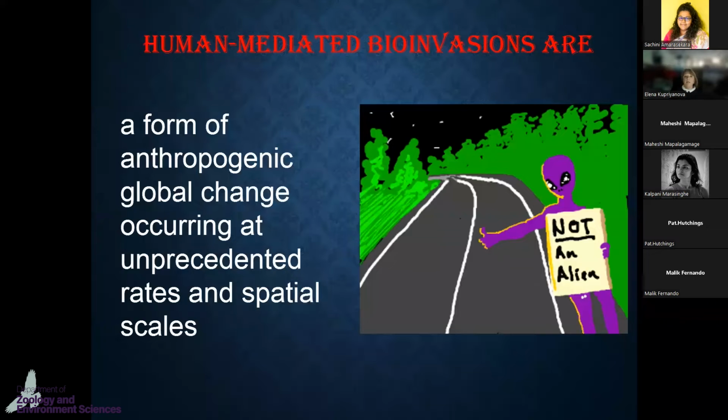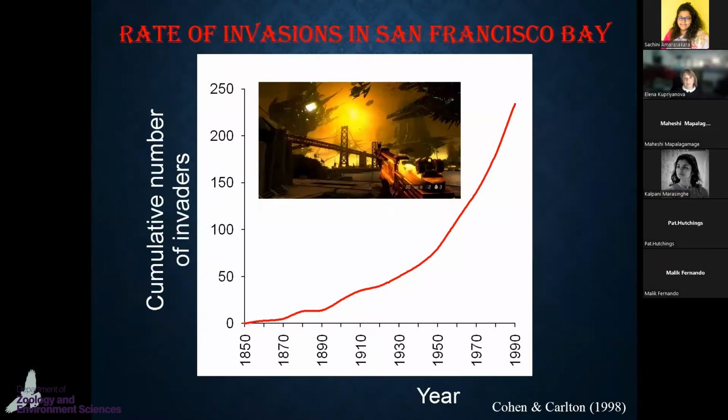So human-mediated biological invasions are a form of anthropogenic global change occurring at unprecedented rates and spatial scales. Or, if you put it simply, biological invasions are our fault, human fault, and they happen very fast and over huge distances.